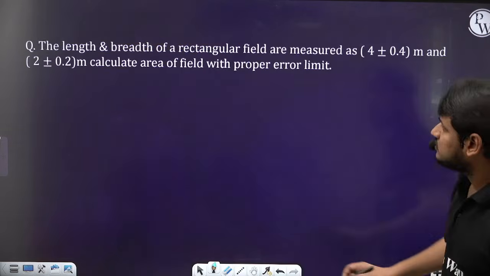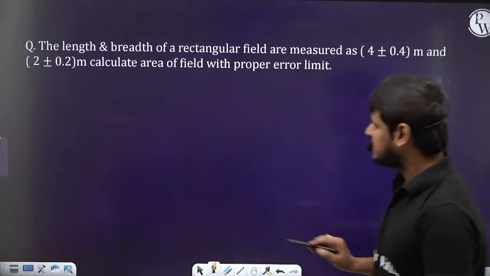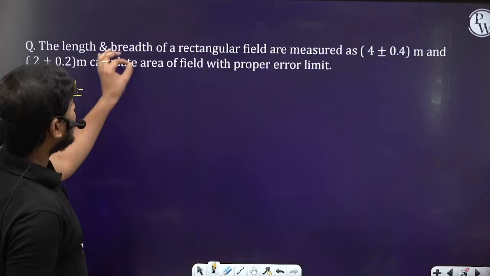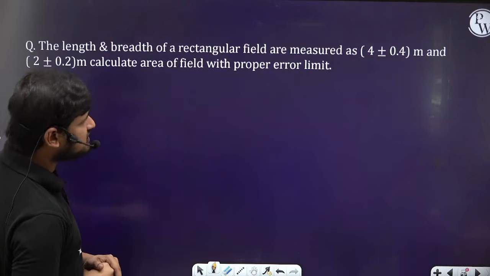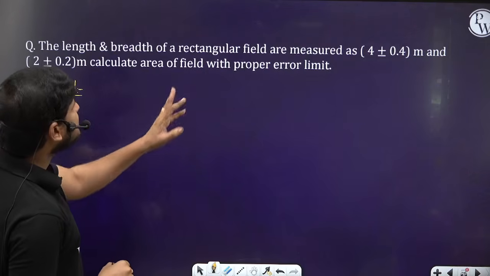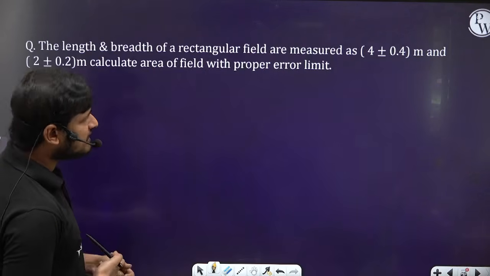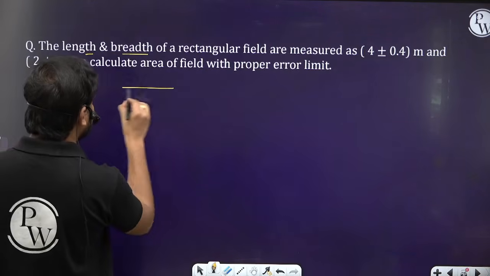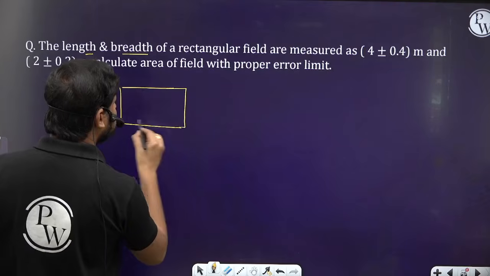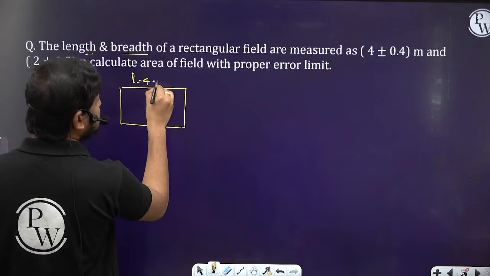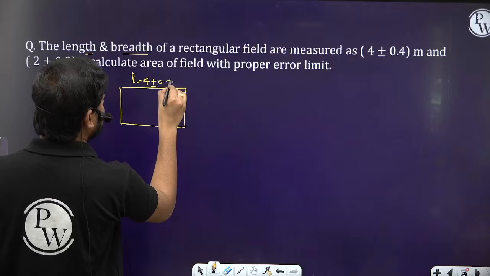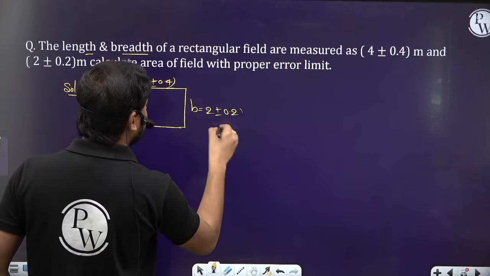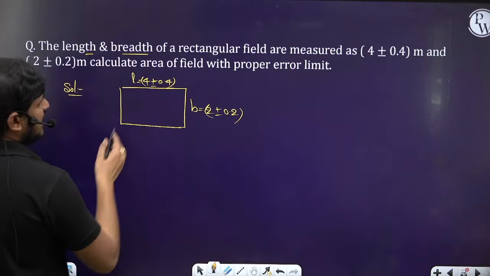We'll take a question so that you'll understand better. Let's move further. Take this question, guys. Try along with me. The length and breadth of a rectangular field are measured. Calculate the area of the field with proper error limit. The length is given as 4 plus or minus 0.4, and the breadth is given as 2 plus or minus 0.2. Calculate the area of the field.